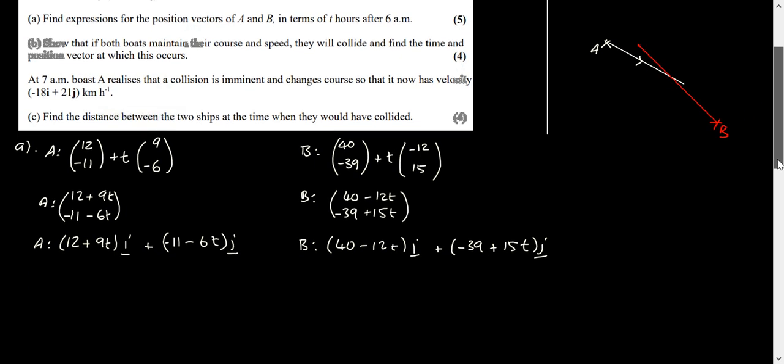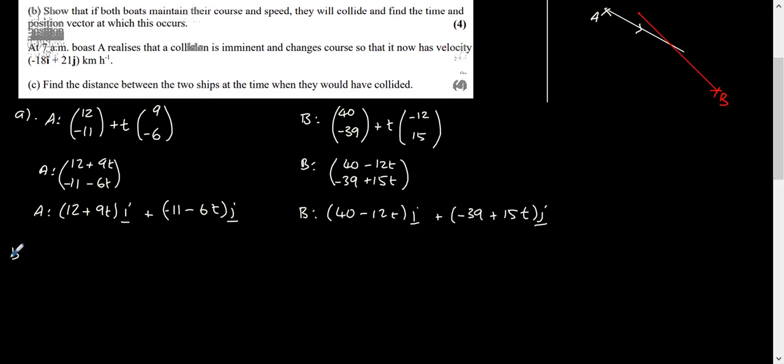So for part B, it says, show that if A and B continue their current course and speed, that they will collide, and find the time and position vector at which this occurs. Now you can see from my diagram, although crudely drawn, it's entirely possible that these two boats will collide, and we're being asked to find out if they do, and if they do, where are they when they collide. So the way that we do this is to look at our two position vectors and think, well, if they collide, they have to be in exactly the same position at the same time. So the i components of each of A and B must be the same.